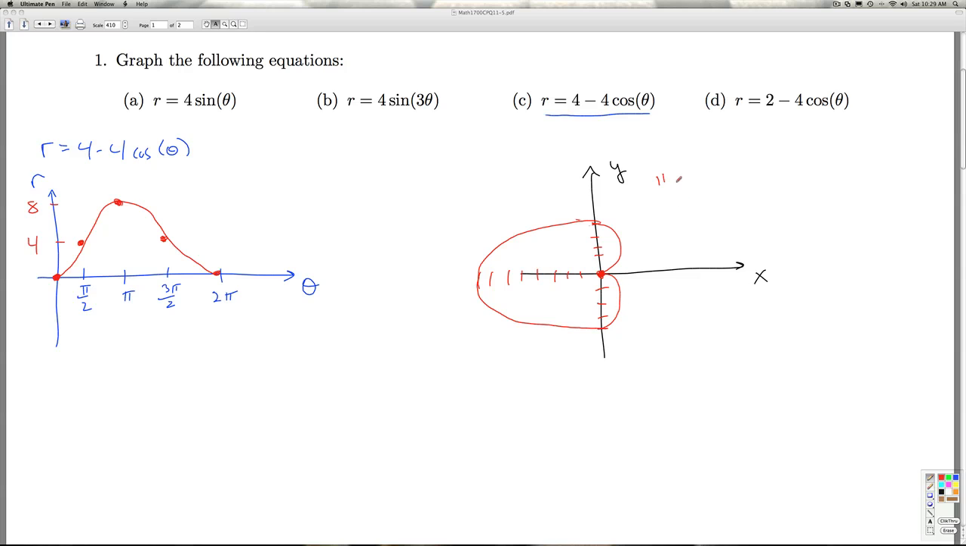Alright, so this is one of those things called a cardioid because it looks like a heart. If you turn your head sideways, it looks like a heart. Okay, so that'll do it then for C.